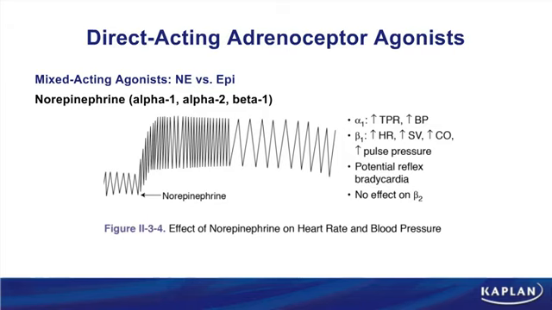So when I give norepinephrine at the arrow, do you notice the blood pressure goes up? What receptor caused that effect? Well, that was alpha-1 vasoconstriction, increasing TPR, thereby increasing blood pressure. At the arrow, I see an immediate beta-1 effect to increase the heart rate. So initially it's alpha-1 and beta-1.